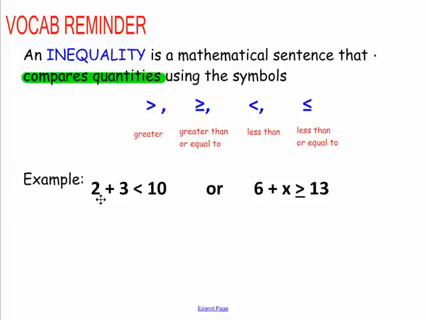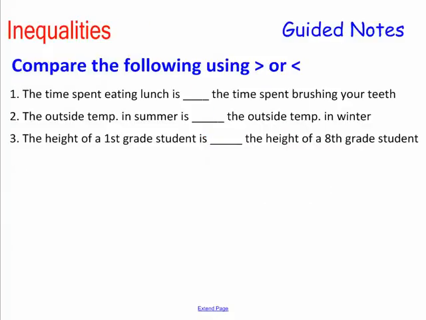And my example, 2 plus 3 is less than 10, and 6 plus x is greater than or equal to 13. I don't care how you remember them, the crocodile, the alligator, however you do, but you need to recognize which ones are my greater than symbols and which ones are less than. All right?